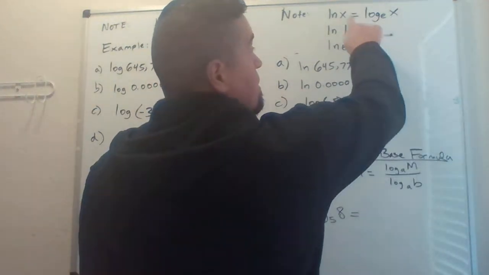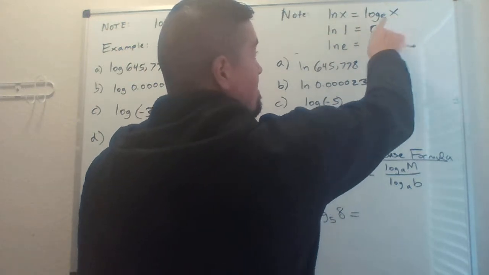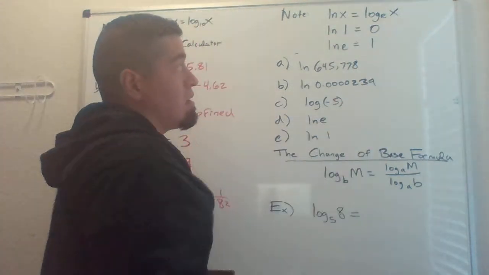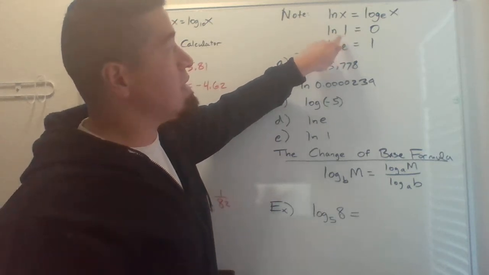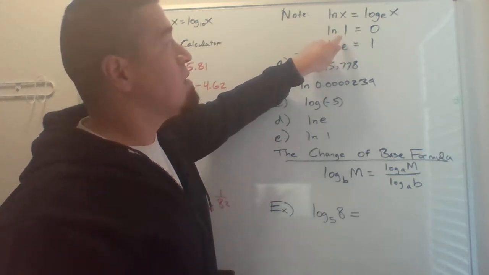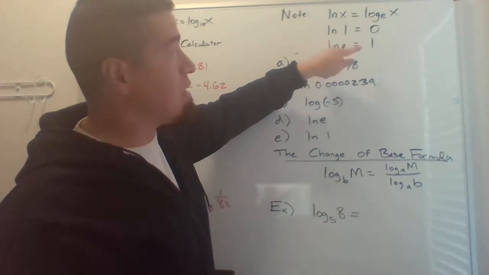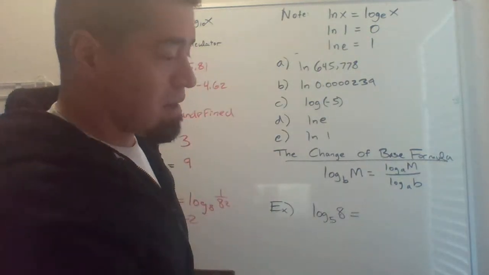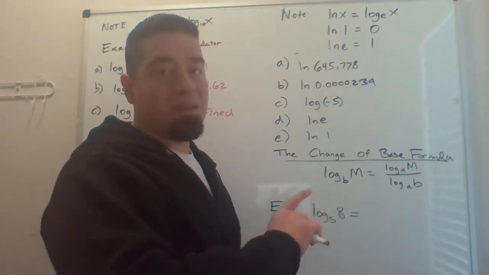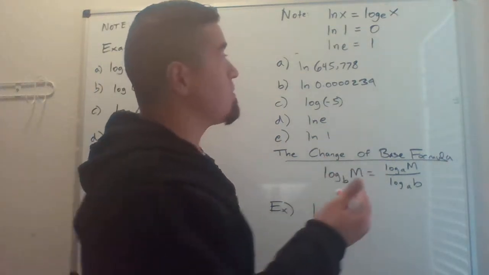So natural log is log base e. Other properties: the natural log of 1. In other words, e to what exponent will give you 1? Well, just like any other log, the log of 1 is always 0, because no matter what the base is, the only exponent that's going to give you 1 is 0.